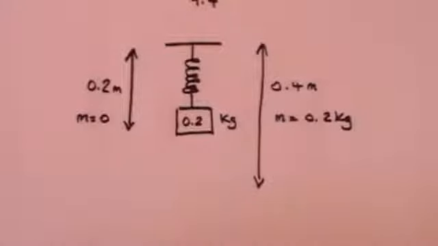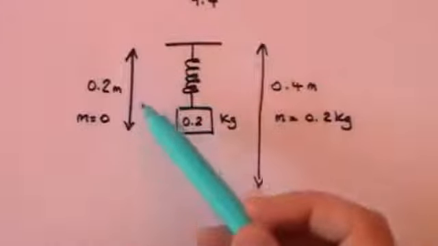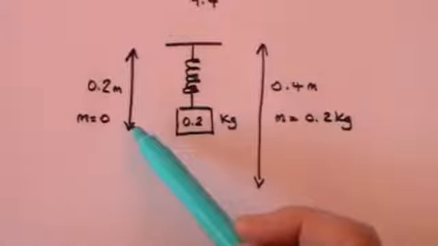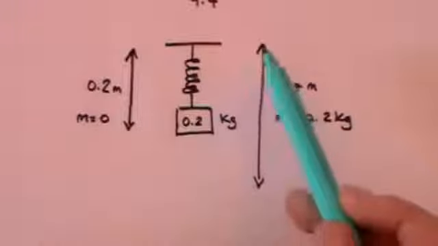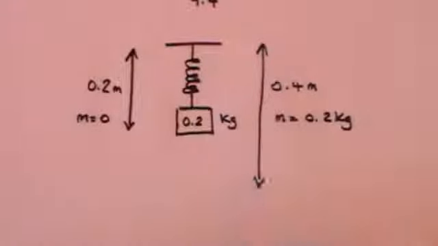Question 11. We're given a spring and we're told that when there is no mass on the spring, its natural length is 0.2 meters. When you put a 0.2 kilogram mass on the spring, then it will extend to 0.4 meters. And we're asked to find several things. Firstly, what is the spring constant or the stiffness constant k?